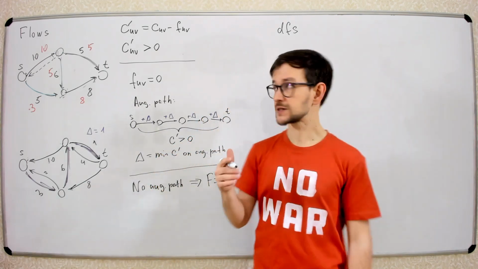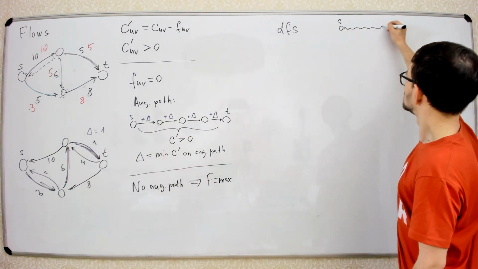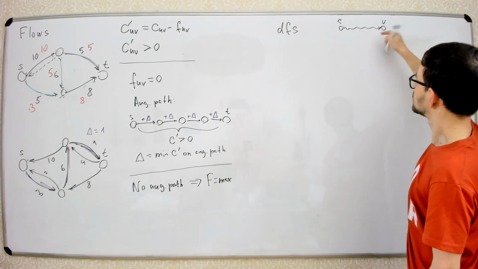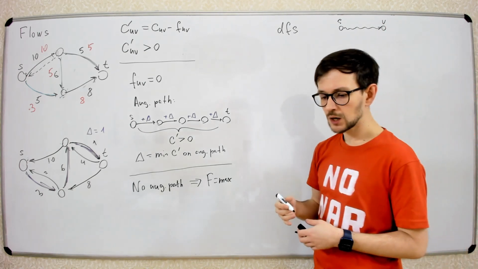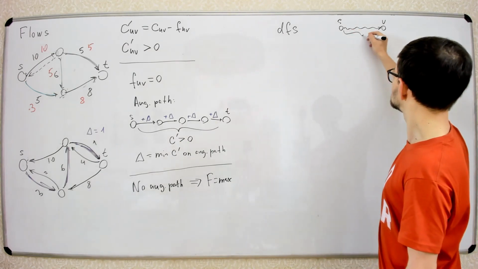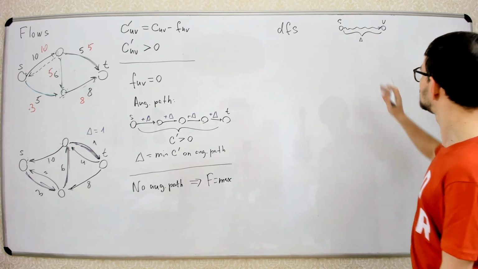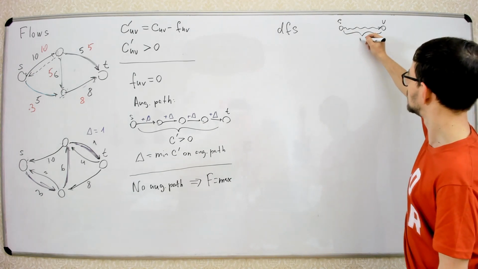Here we'll do the same. We will do a DFS. So how will the DFS work? You start from S. Now you have some node V. This is the current state of your DFS. What you need to do is calculate the minimum on this path. So I will calculate this minimum. Let's consider min.